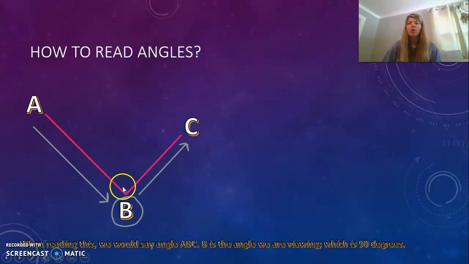So we have this angle right here. We have the arrow following it down. So we start with A, we go down to B, and then to C. All right, so B is going to be the angle that we're looking at. So if we were going to write it, we are looking at angle B, which has that perfect L shape, so it's going to be 90 degrees. So we know that angle ABC is 90 degrees.